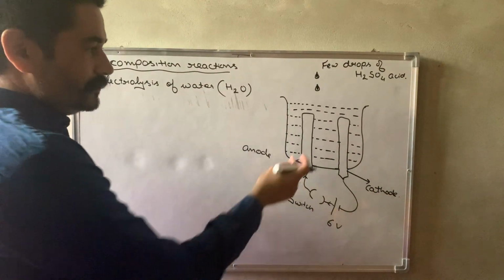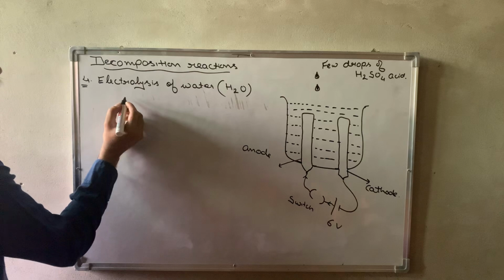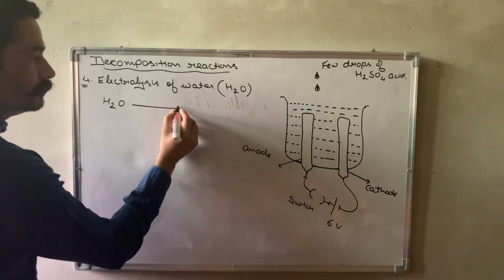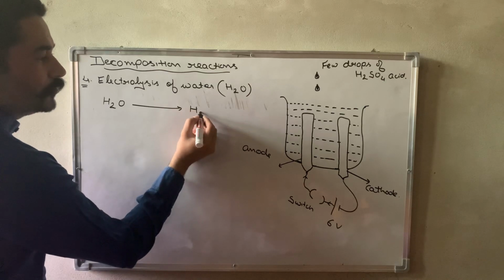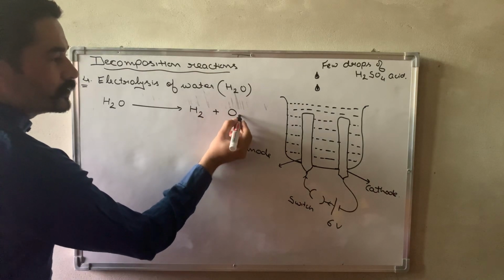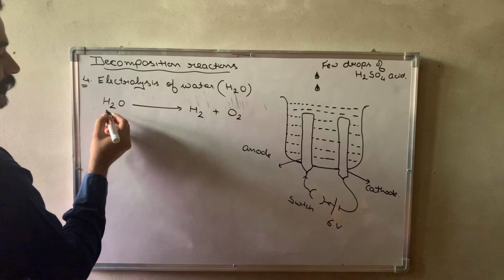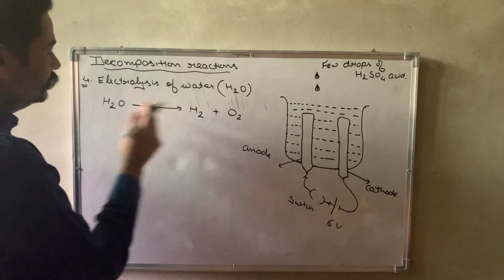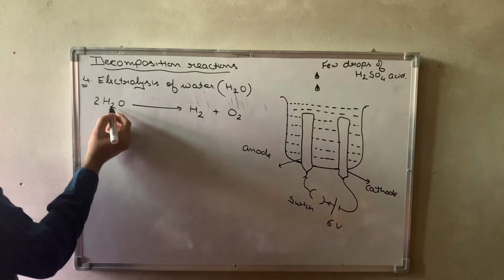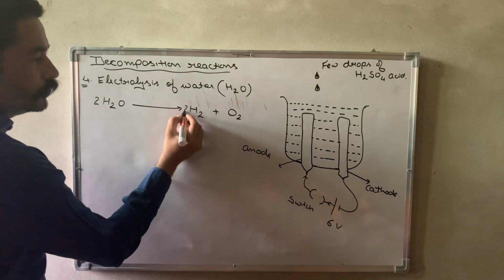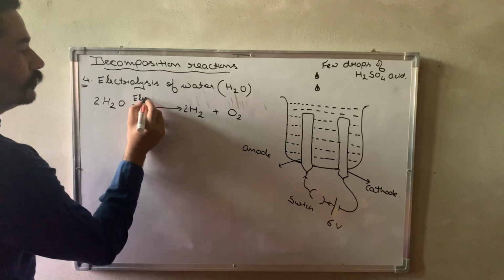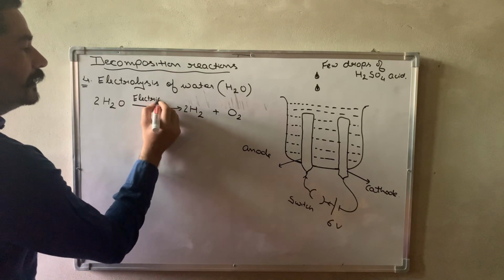So there would be electrolysis of water. You will see that water will split into two gases. One will be hydrogen and another will be oxygen. To do the balancing, you will see that the number of atoms of oxygen on the product side is 2, so I'll place 2 over here. Now hydrogen atoms are 4, so I'll place 2 over here. So this is the balanced chemical equation, and this reaction takes place in the presence of electricity.